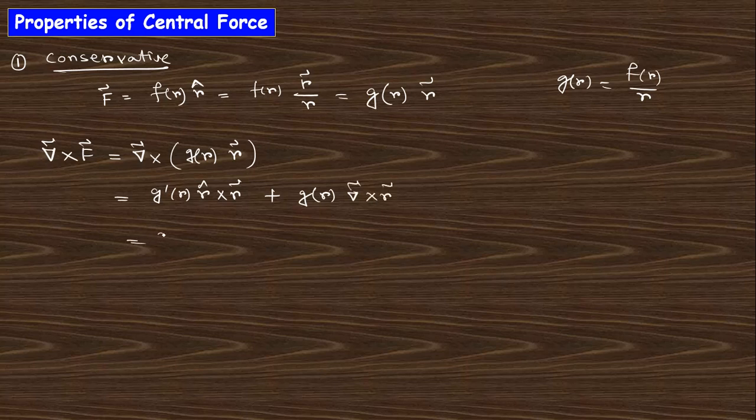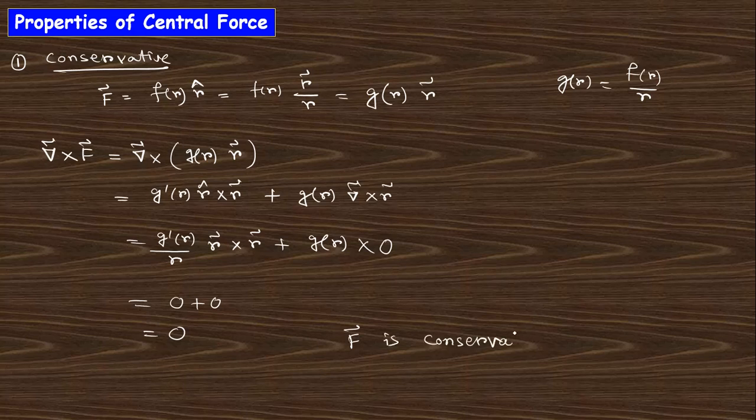So this is nothing but g prime r by r into r vector cross r, and g of r curl of r is 0 and r cross r is 0. So these both are 0. Since this is 0, we can say F, the central force, is conservative. Clear? Next property.